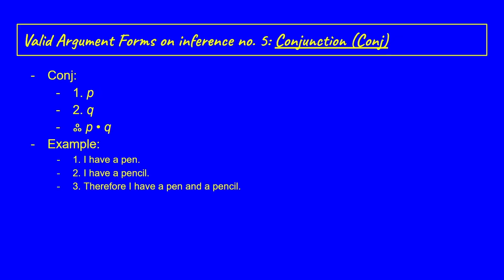The next argument form is conjunction, which is the opposite of simplification. It takes the form of P and then Q, therefore P.Q. An example of this is, I have a pen and I have a pencil, therefore I have a pen and a pencil. This argument form serves to combine two propositions already present in your premises.